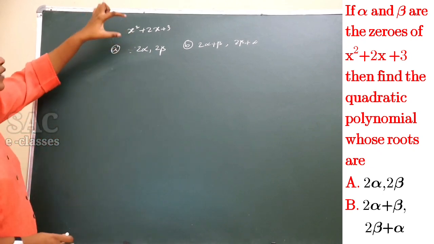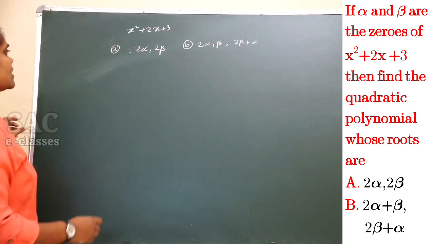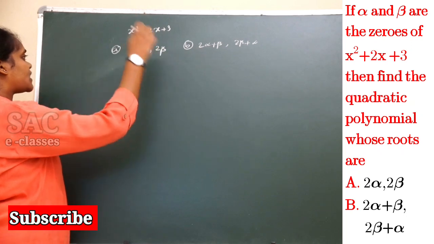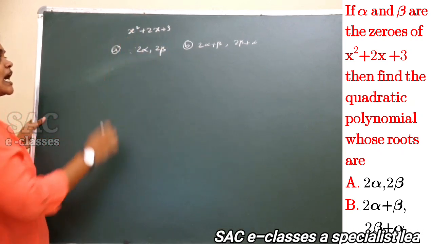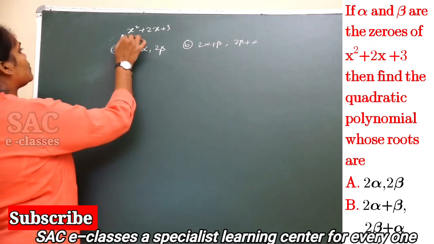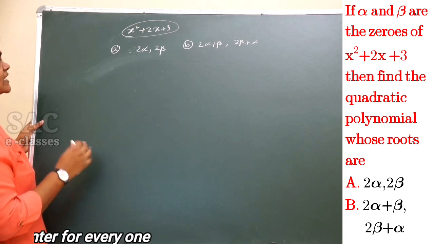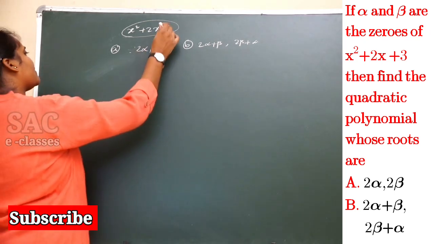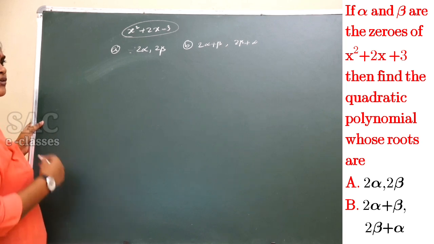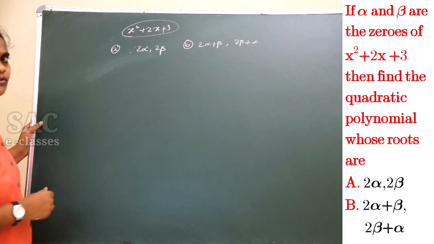There are 2 alpha, 2 beta, or 2 alpha plus beta, 2 beta plus alpha. Here, if you want to find the quadratic polynomial which we require, do we need the alpha and beta values really? Not required. And even though we can't find those values by the splitting of the middle term factorization method, maybe they have given minus 3 here, then you can try that. At that time you can do it. Maybe sometimes they will give it like this. At that time what will we do?